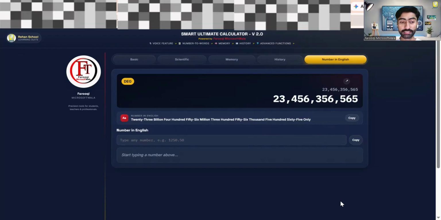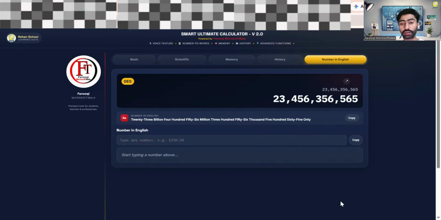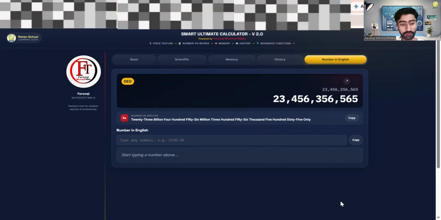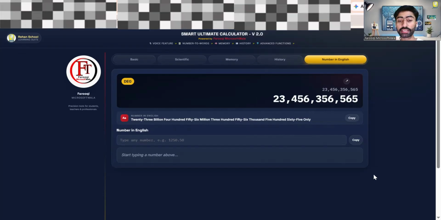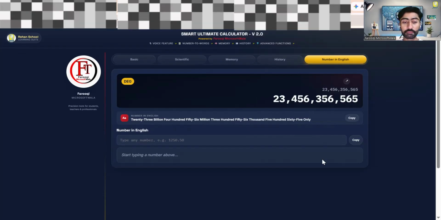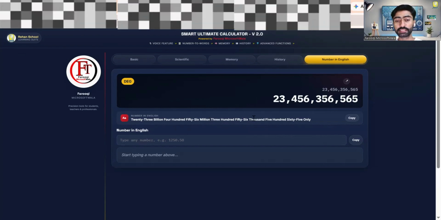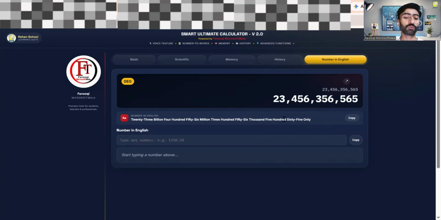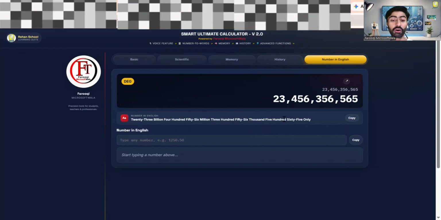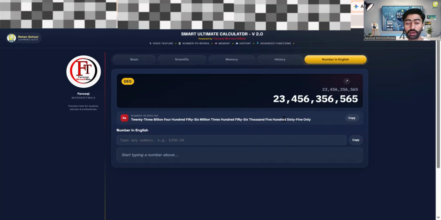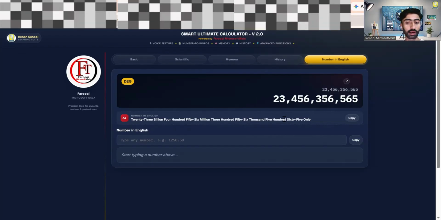For example, if I enter 23,456,356,565, the calculator can convert it to "23,456,356,565 only." This feature is unique for bankers and accountants.